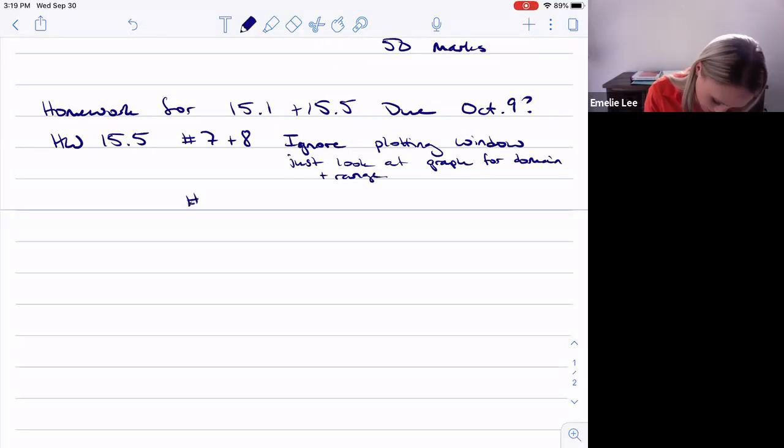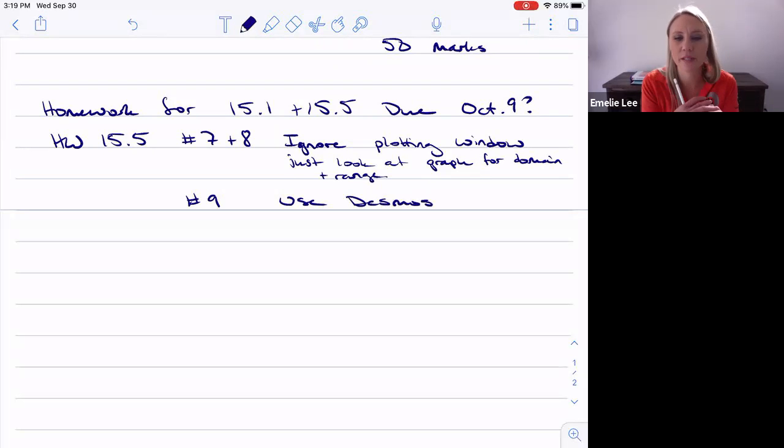And then for number 9, I would say use Desmos, because we haven't actually talked about how these graphs behave. That would have been covered in an earlier chapter that we're not doing. So anyways, just use Desmos to graph it and pick the right graph. All right. Any questions before we start with today?